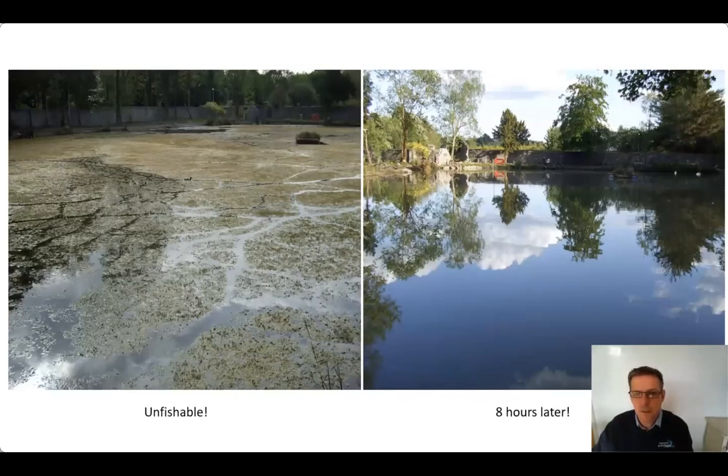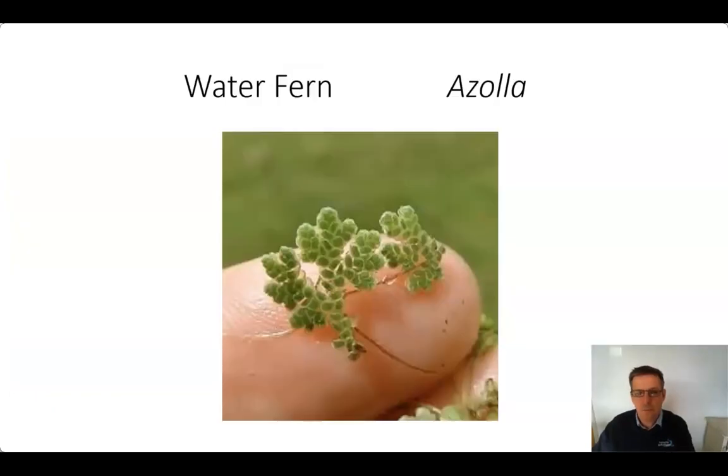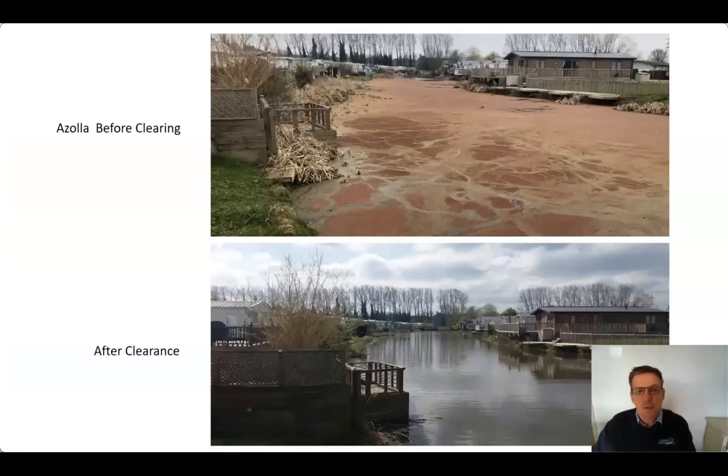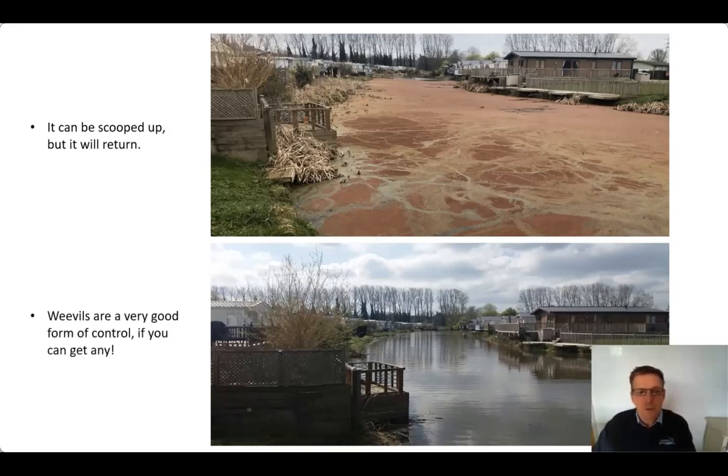Water fern or azolla. Doesn't look much there, but again, it's not something you want in your water. The top picture is before clearing. Again, not fishable, but it can be cleared, and your bottom picture clearly shows just after we'd cleared it. It can be scooped up, but again, it will return. Weevils are a good form of control if you can get them, that is. If they're not ordered early enough, they may come too late for you.